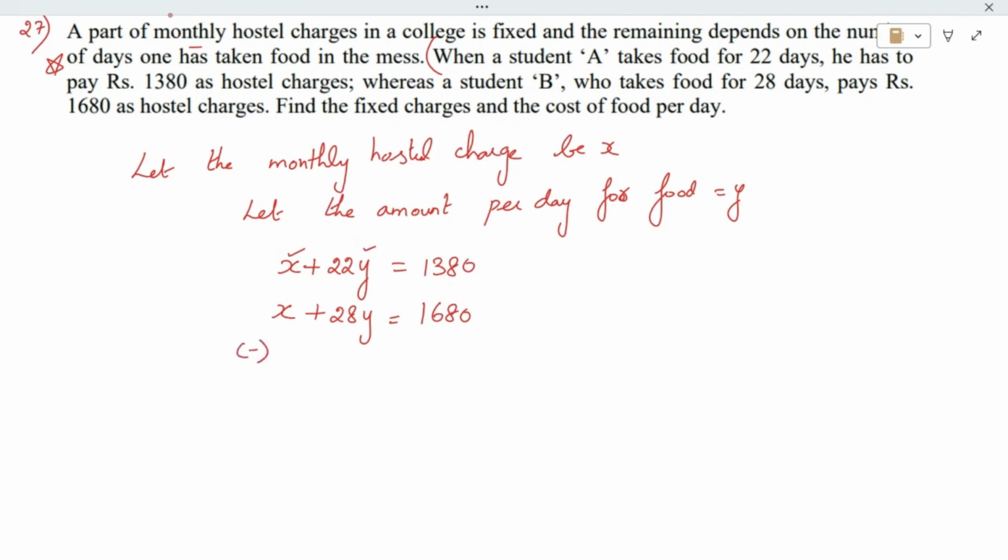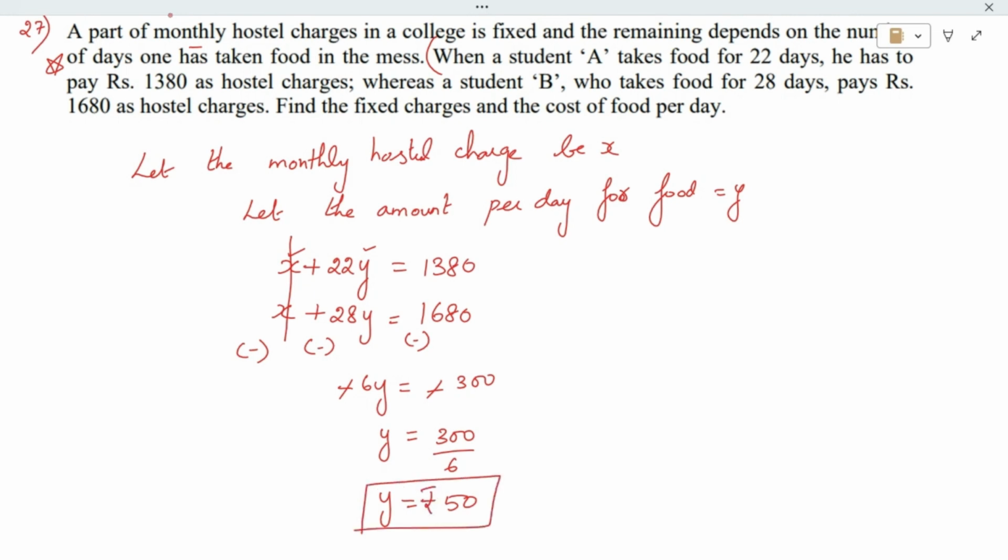I know the elimination method will be easy to solve. So I'm just cancelling this after changing sign. 22y minus 28y is minus 6y. So what I'm doing, I'm subtracting the two equations, right? Equal to minus 300. So minus and minus on both sides get cancelled. So 6y is equal to 300, so y is equal to 50. So the charge for food per day is rupees 50.